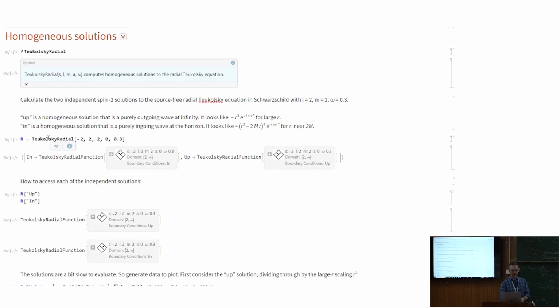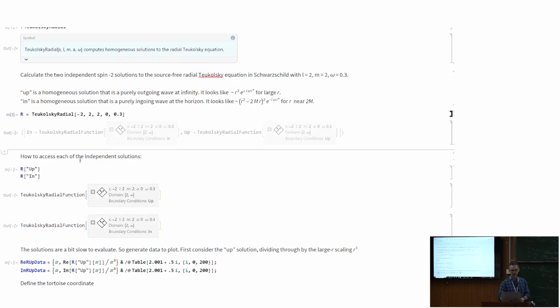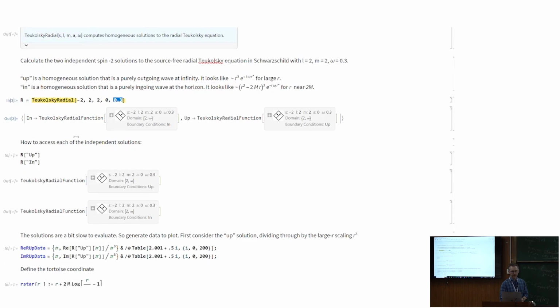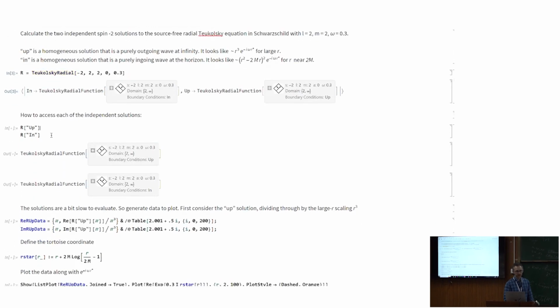Okay, so to get the homogeneous solutions, you use this function TeukolskyRadial. Here I'm specifying spin weight minus 2, l equals 2, m equals 2. I'm specializing to Schwarzschild, so a equals 0, and here's my frequency 0.3. Now this introduces simultaneously the in solution and the up solution. If I want one or the other, I call them like this.